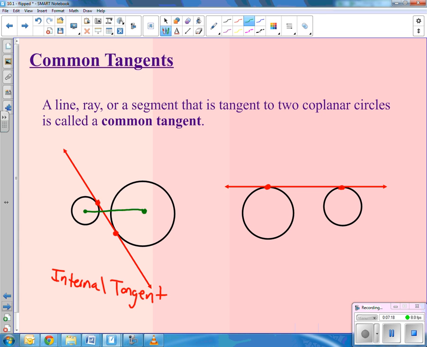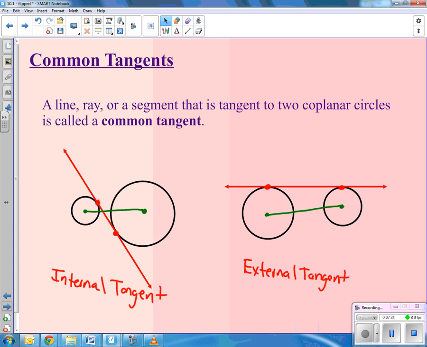In the example on the right, I have what's called an external tangent. For this one, if I do the same thing where I put the centers in and connect those together, notice now that my external tangent does not intersect that segment created. So this is the difference between the two names, internal and external, but both of them are referred to as common tangents.